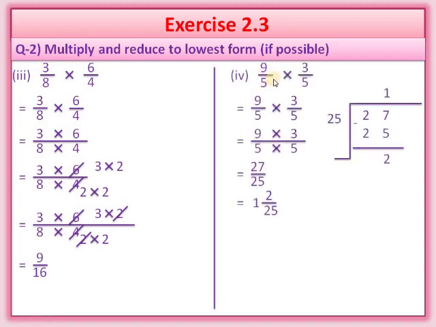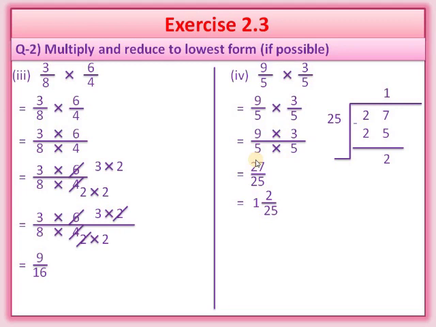Okay. 9 upon 5 multiplied by 3 upon 5. Okay. 9 multiplied by 3 upon 5 multiplied by 5. So nothing will be cut, so we will multiply directly. 9 threes are 27. 5 fives are 25.